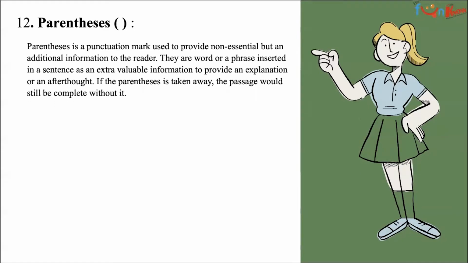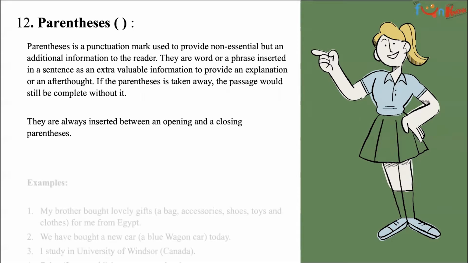The next type of punctuation mark we are going to learn is parenthesis. Parenthesis is a punctuation mark used to provide non-essential but an additional information to the reader. They are words or a phrase inserted in a sentence as an extra valuable information to provide an explanation or an afterthought. If the parenthesis is taken away, the passage would still be complete without it. They are always inserted between an opening and a closing parenthesis.